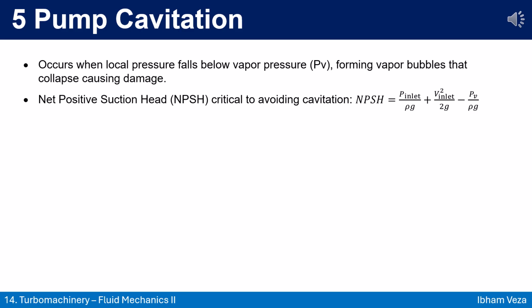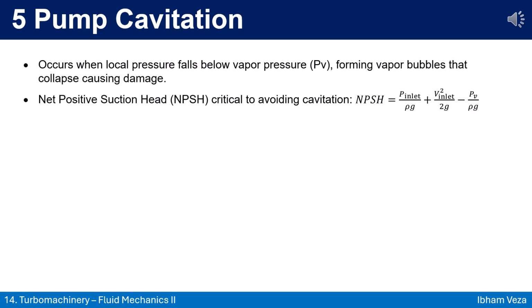Cavitation is one of the most damaging phenomena that can occur in turbomachinery. It begins silently when the local fluid pressure drops below the vapor pressure of the liquid. At that moment, vapor bubbles form within the flow. But the real danger comes when these bubbles collapse violently in higher pressure regions, sending shock waves that erode metal surfaces, damage blades, and reduce the pump's lifespan.